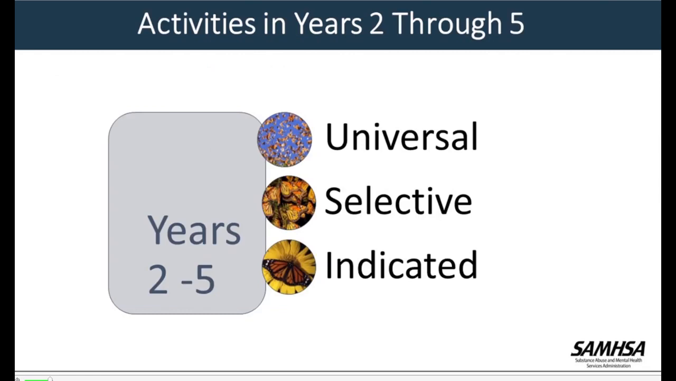And so once you go through the foundational part of year one, in years 2 through 5, we work with you on what's called a strategic action plan. Based on what you learn in your first year, we work with you to determine what the universal, selective, and indicated approaches will be, things that will be community-wide versus things that are specifically focused on youth at risk.